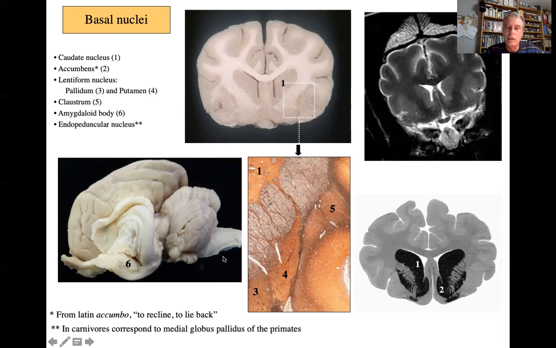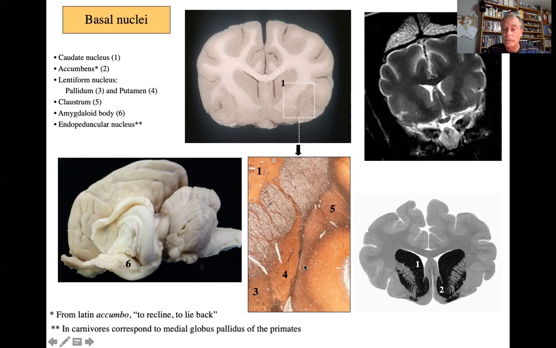The lentiform nucleus. The lentiform nucleus is formed by the pallidum and the putamen. As I have said in the development lesson, the putamen and the caudate nucleus develop from a single nucleus that is split into portions by the internal capsule. These are projection fibers. So we have here the caudate nucleus, and this is the putamen that is connected with the caudate nucleus. This is why the caudate nucleus and the putamen are named the striated body. And then this is the pallidum here.